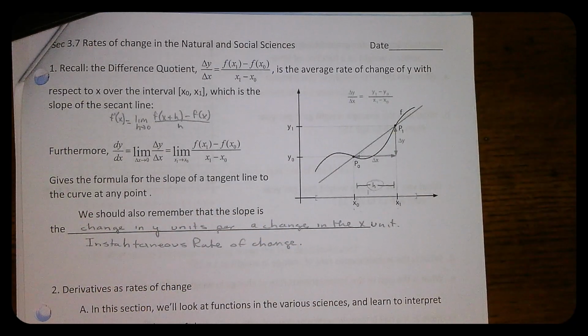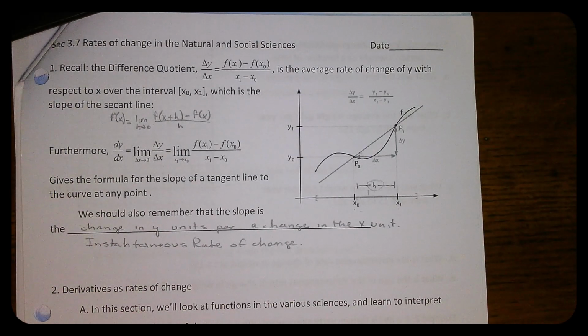Okay, so we're going to look at functions of various sciences and learn to interpret the derivatives as a rate of change. So you want to make sure you really pay attention to your units. Okay, so again, let's skip this. The slope of the secant line is the average rate of change. And the slope of the tangent line is the instantaneous rate of change.